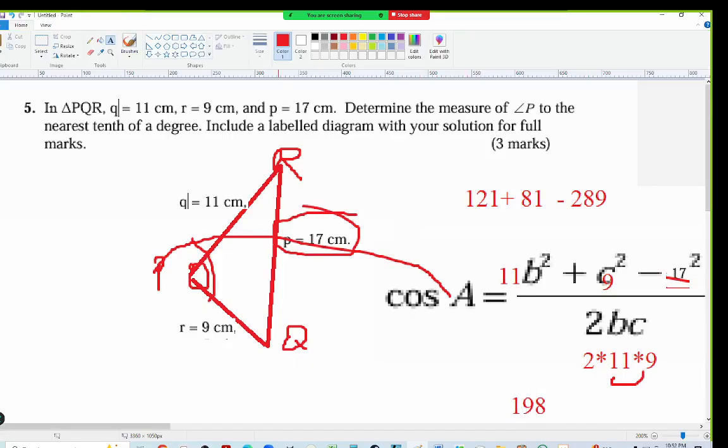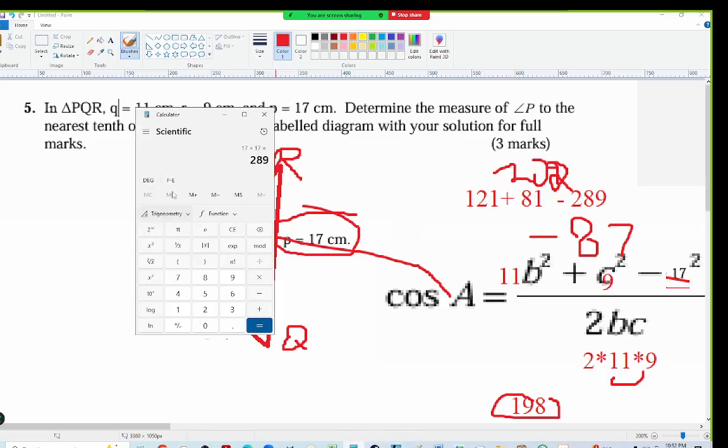I am. Yes. Okay, so up here it's going to add up to 202 minus 89, minus 289, so it's going to be minus 87. Okay, so I got minus 87 divided by 198. So it's going to come out as negative, right? So I've got minus 87 divided by 198. There we go. And I get this number.